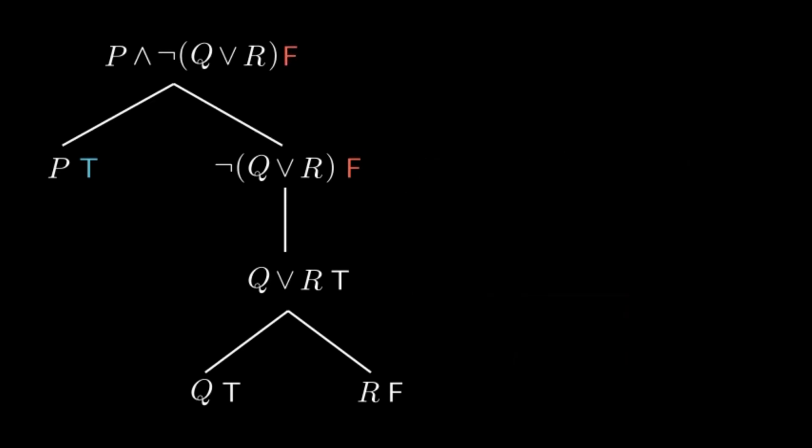So we have chased truth up the syntax tree and assigned truth values to every formula that shows up in the syntax tree. Of course, what we care about most of all is the formula at the top of the syntax tree, the main formula. So we see that the formula we started with, P and not Q or R, is false in the situation in which P is true, Q is true, and R is false.